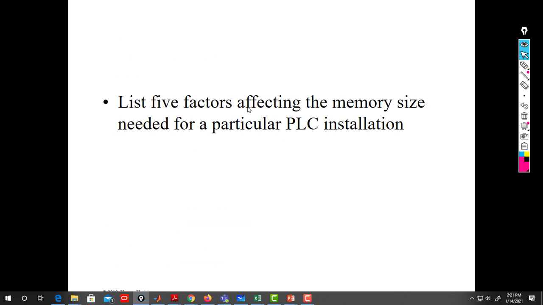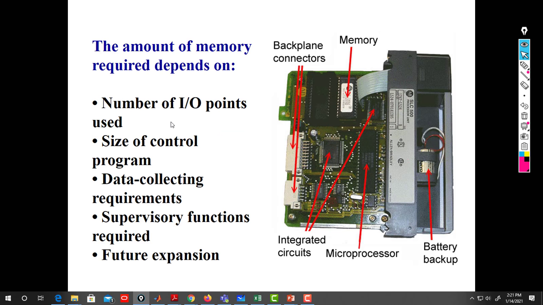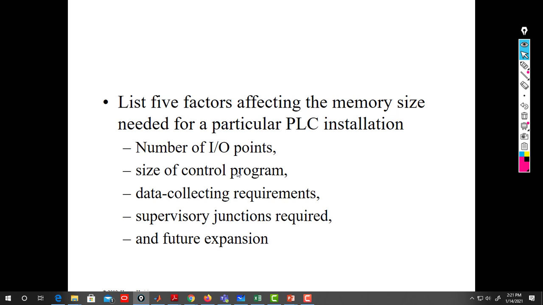That's it for this chapter. Part of your homework: list 5 factors affecting the memory size needed for a particular PLC installation. Well, I just cited them here: 1, 2, 3, 4, 5 factors. Those are the factors that affect it, so then you can solve the question.